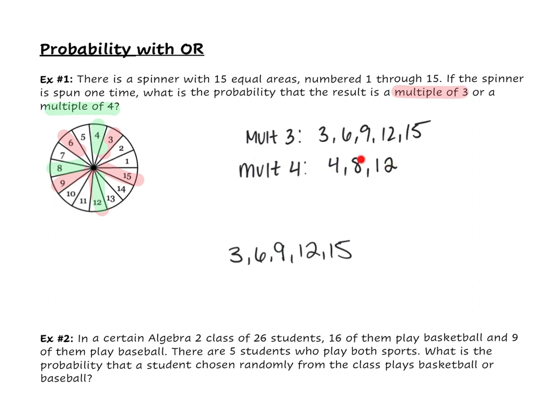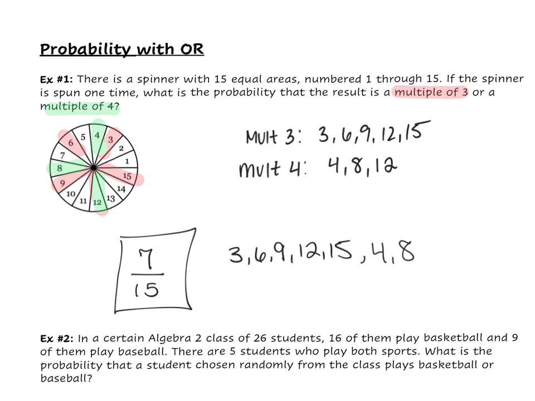And now let's add on the unique multiples of 4. So we've got 4 and 8. But I'm not going to add this 12, right? We don't need to add it twice because the 12 was already added. So that's the idea with or. You actually don't want to add it more than once. So 1, 2, 3, 4, 5, 6, 7. So this one is 7 over the total of 15. And that is your probability.